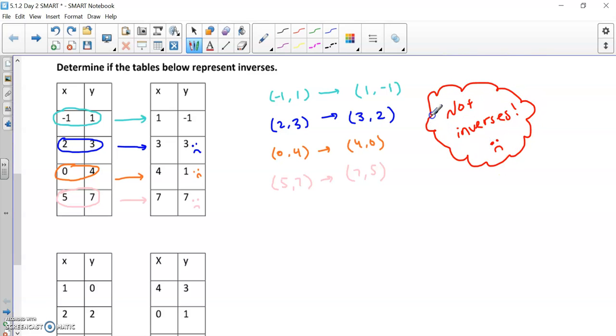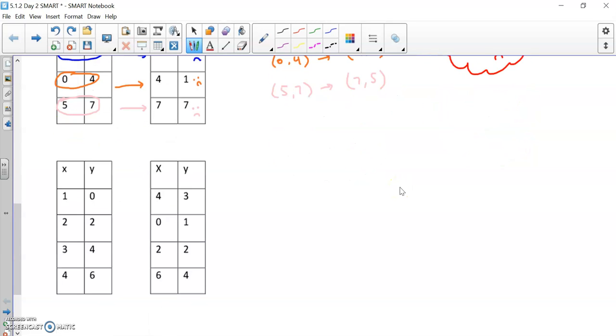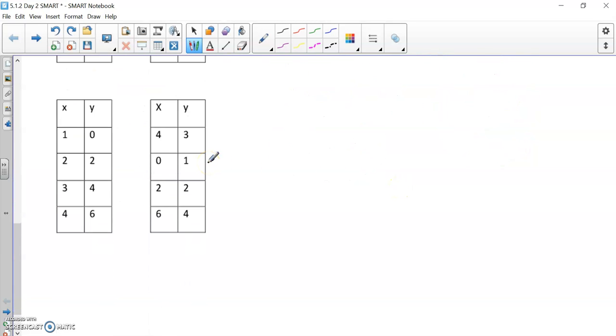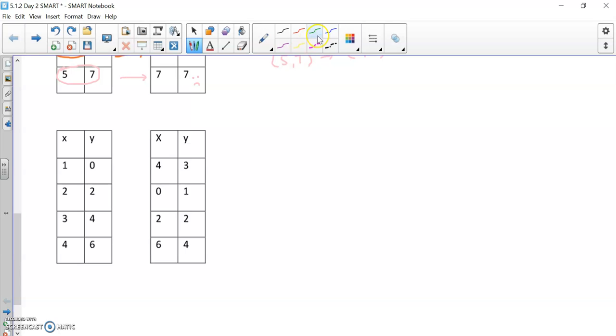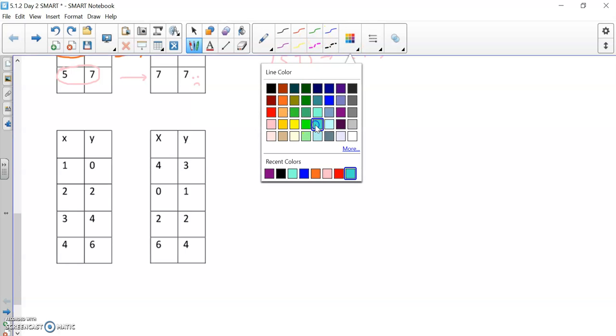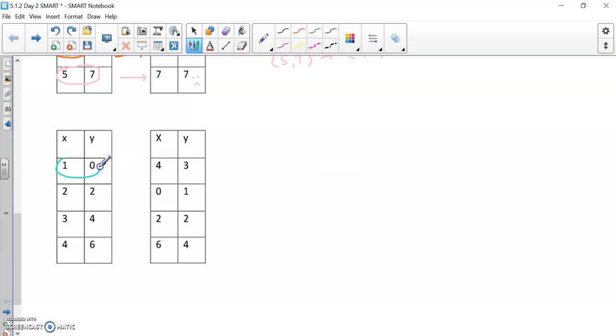Okay, let's do another example. So here we have another table pair. Let's do the same thing we did before. The first point is 1, 0. So we know that we need to look for a 0, 1 in the inverse table. Notice this is what I was talking about before, how this ended up going here. We found a 0, 1.